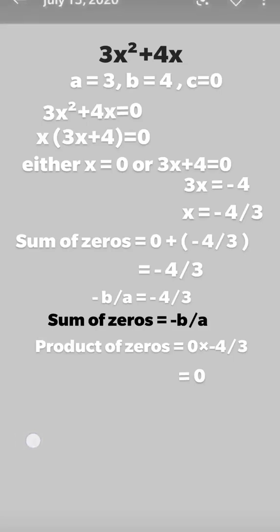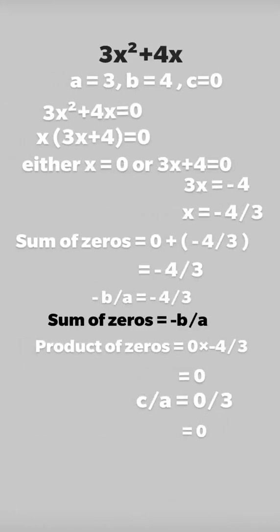Then I will find c/a. c is equal to 0. a is 3 in this case, and therefore c/a is equal to 0 divided by 3, which is equal to 0. Then here product of zeros is equal to 0, and value of c/a is equal to 0. Therefore we have this result that product of zeros is equal to c/a. Now for this quadratic polynomial 3x² + 4x, we have seen that sum of zeros is equal to -b/a and product of zeros is equal to c/a.